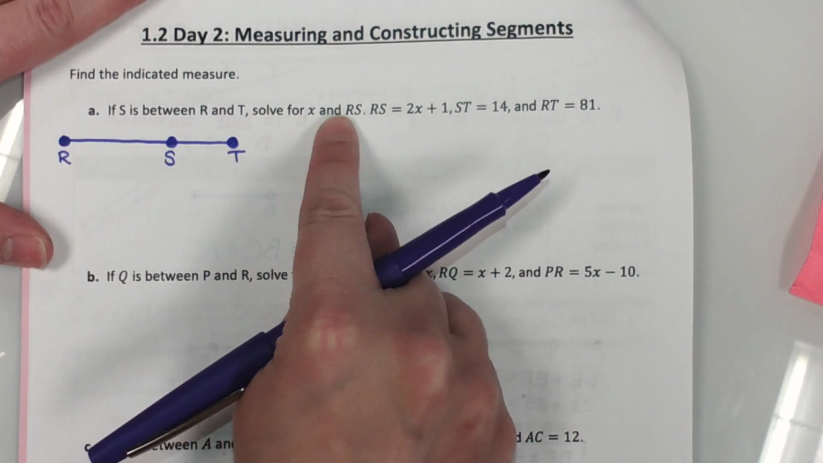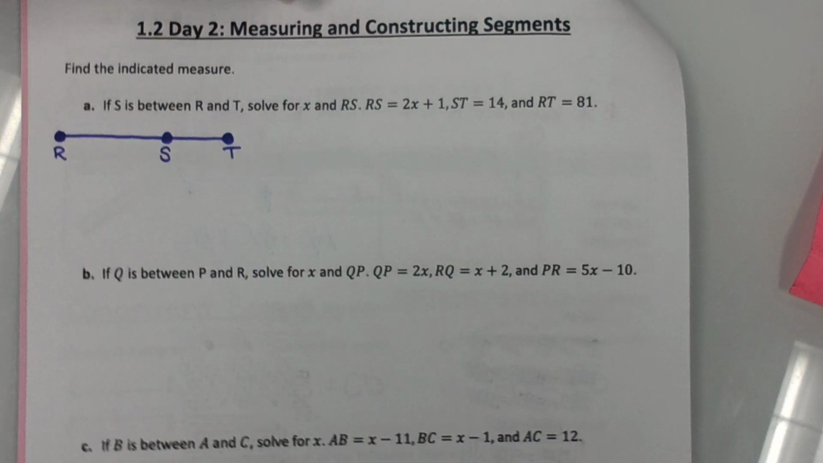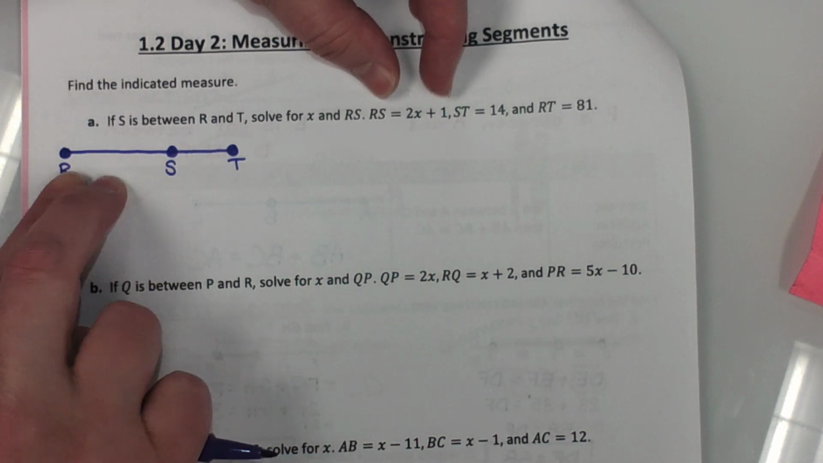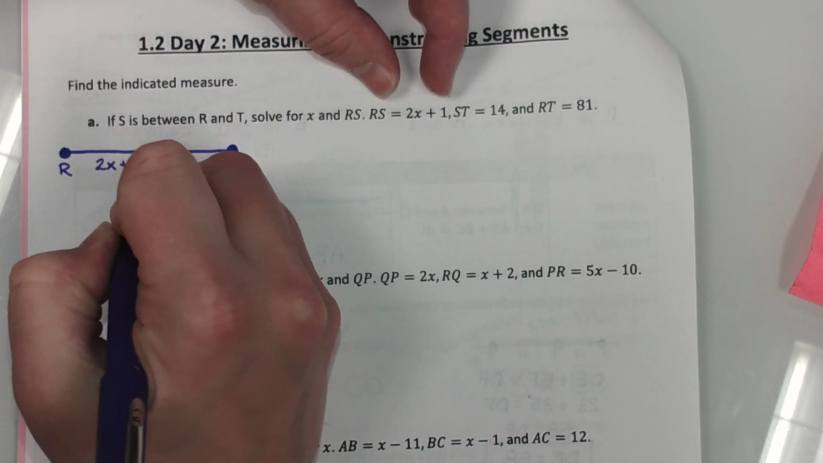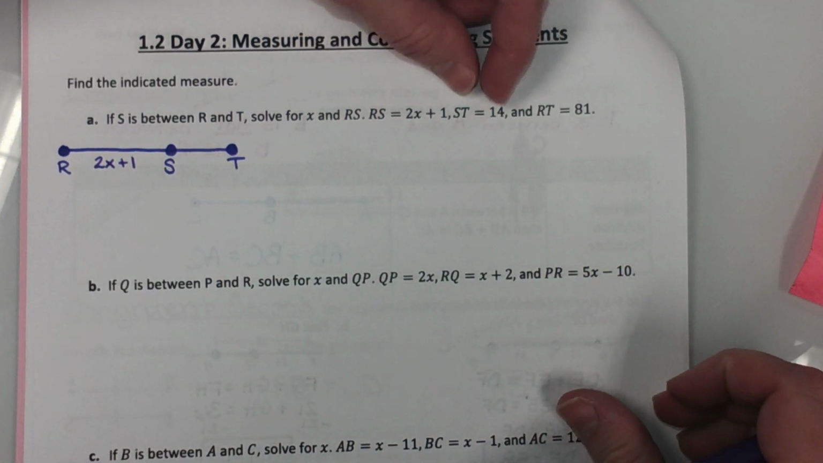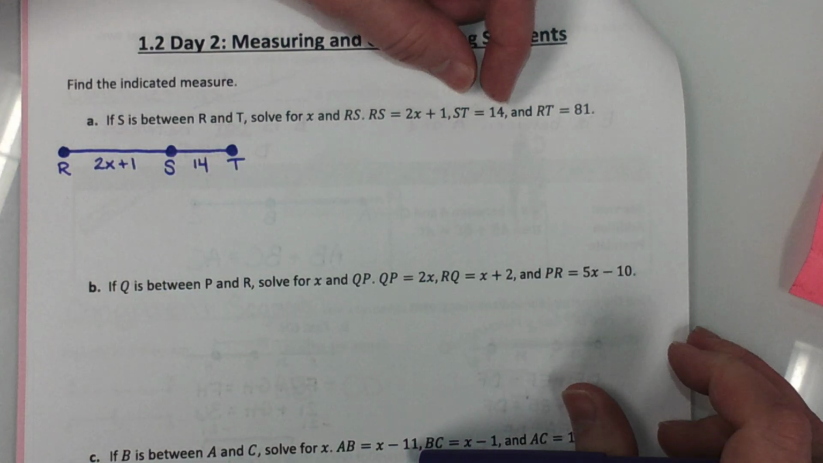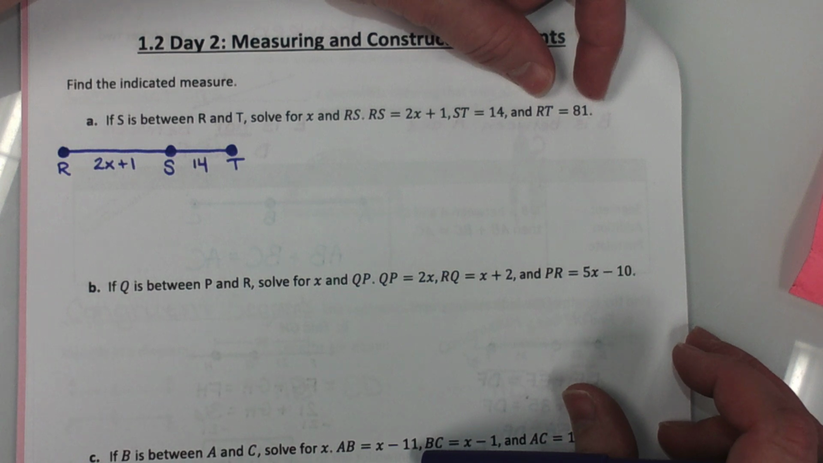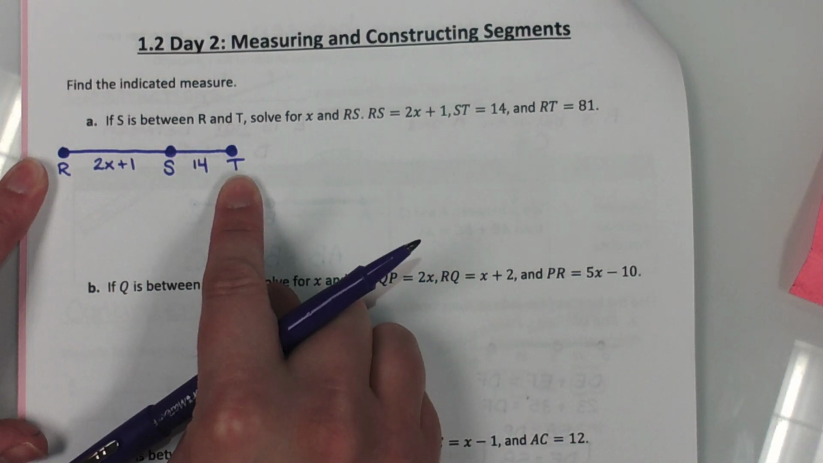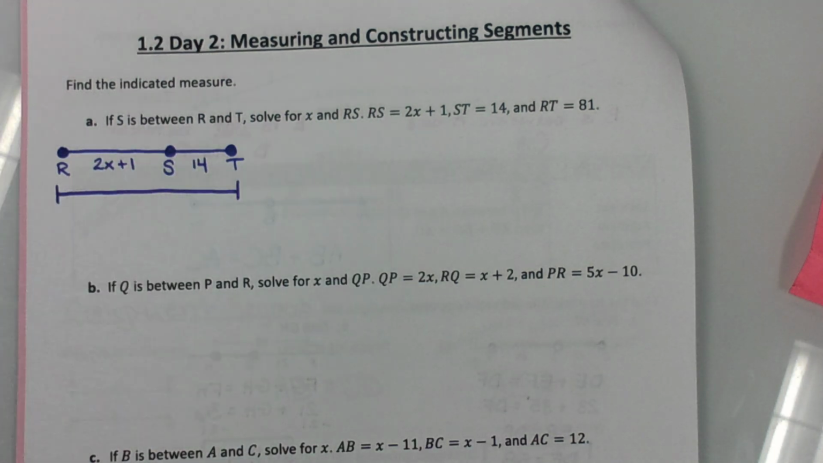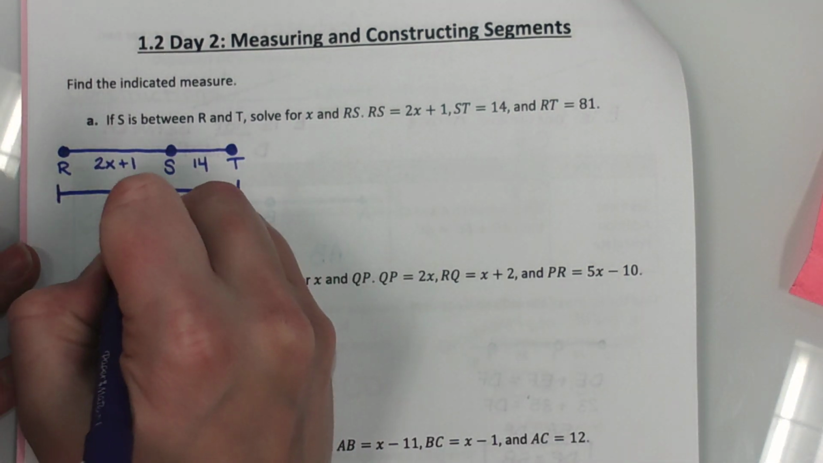I want to solve for both x and RS. Now I know RS is equal to 2x plus 1. Here's R, here's S. That means the part between it is the 2x plus 1. ST is 14. There's S, there's T. The part between it, 14. RT is 81. R and T are the far ends, which means from this far end until this far end. It's hard to draw it directly on the picture, so when it's across all the way and there's points in between, we tend to just kind of draw this thing here and say that's 81.